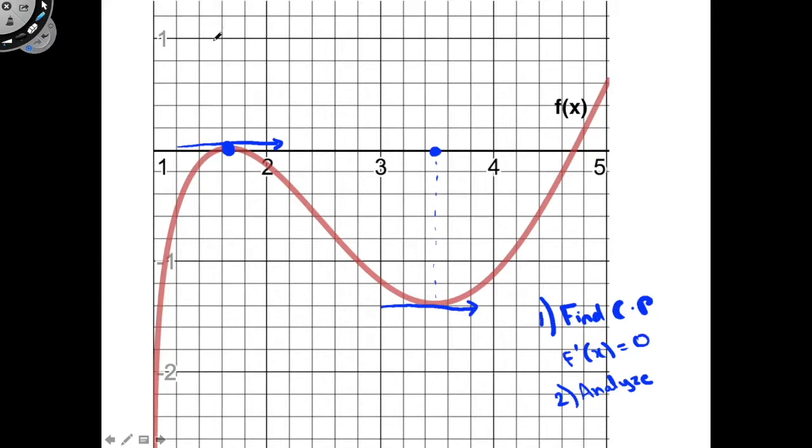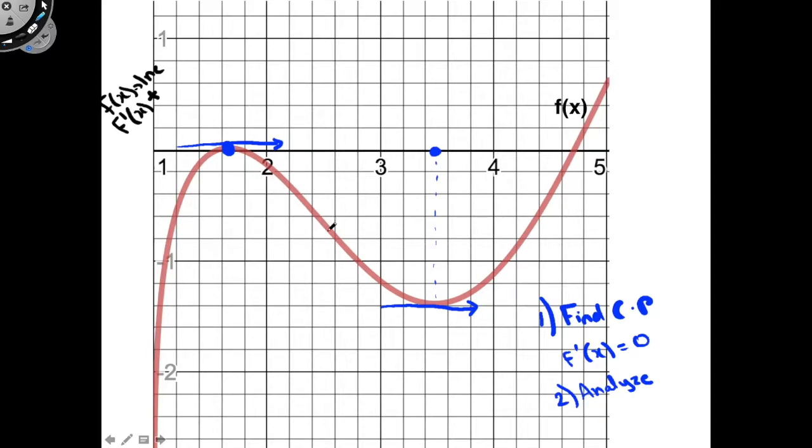So on this entire interval, f of x is increasing, right? So let me just put that in a better place. On this entire interval here, f of x is increasing, right? And therefore, f prime of x should be positive. As you can see, it's increasing, and therefore it's going to have a positive slope, okay?